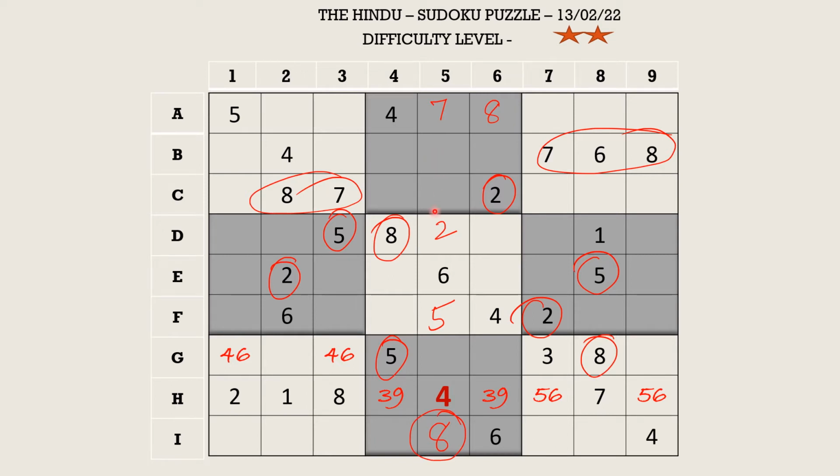Now in fifth column there are only 3 empty cells. So this 3, 9 blocks this cell. So 3 and 9 go in B5 and C5. Now in fifth column the only missing number is 1.